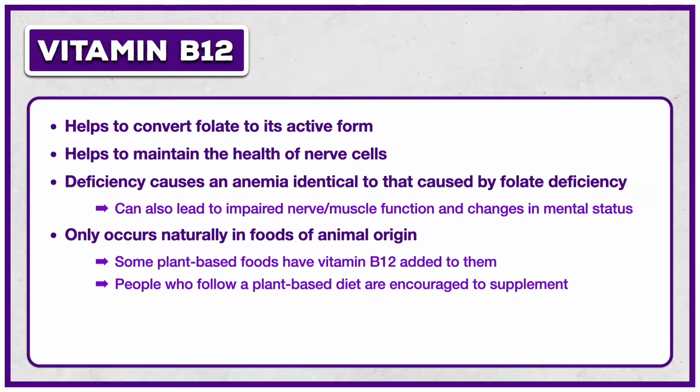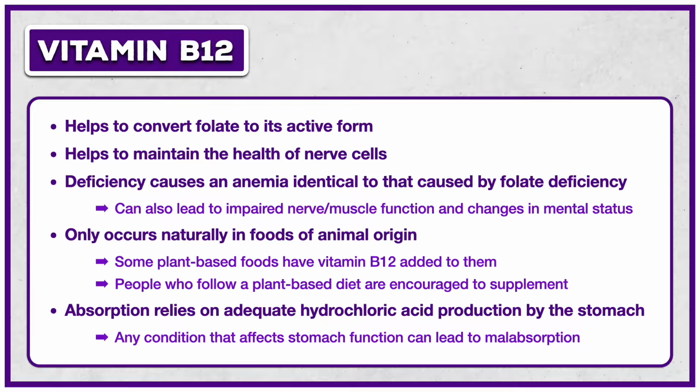Some plant-based foods have vitamin B12 added, so people who follow a vegan or strict vegetarian diet can consume an adequate amount. Still, this is not a reliable way to prevent deficiency, so people who follow a plant-based diet are encouraged to supplement. Finally, vitamin B12 absorption relies on adequate hydrochloric acid production by the stomach. As a result, any condition that affects stomach function can lead to malabsorption. Aging isn't a medical condition, but an age-related decrease in hydrochloric acid production puts older adults at risk of deficiency.